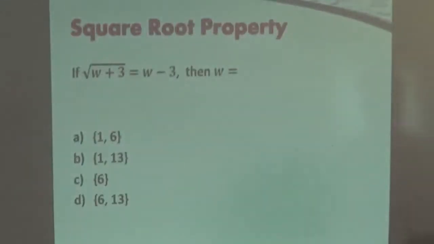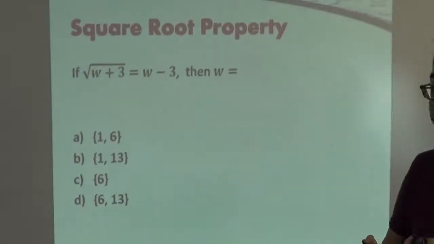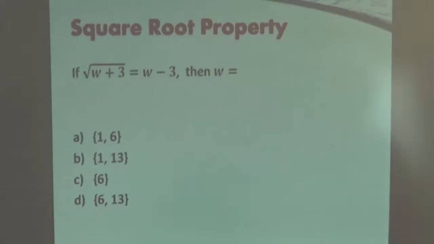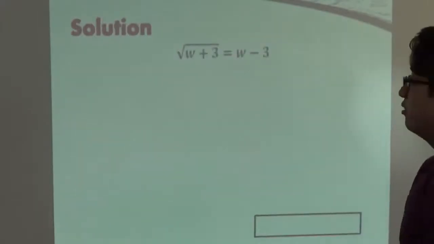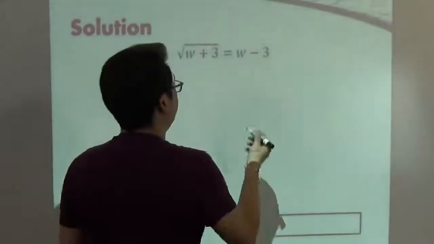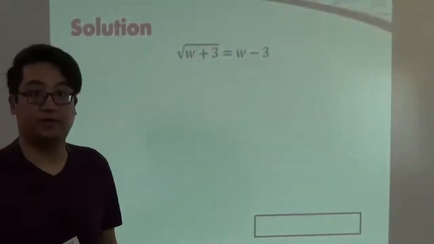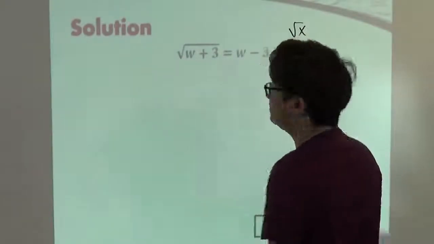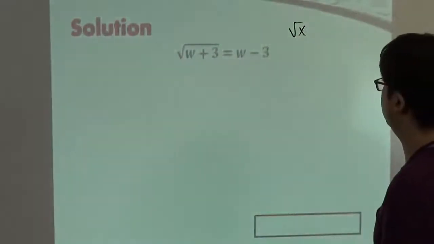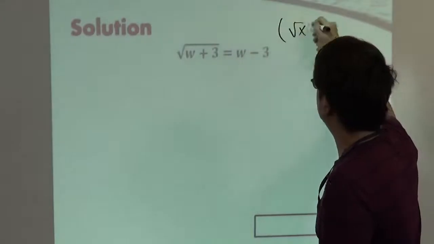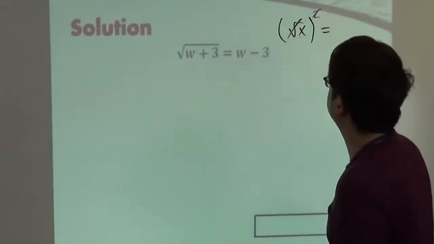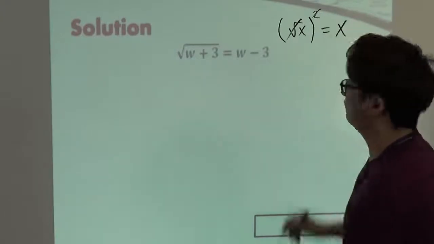Alright, let's move on. So, square root property. If the square root of w plus 3 equals w minus 3, w equals what? So we're looking for w. Solve for w. The general square root property is that the square root is the opposite of a square. So they're opposite of each other. If you have the square root of x, to get rid of the square root, you have to do the opposite of it, which is squaring it. And what that does is cancel the square root, leaving just x.